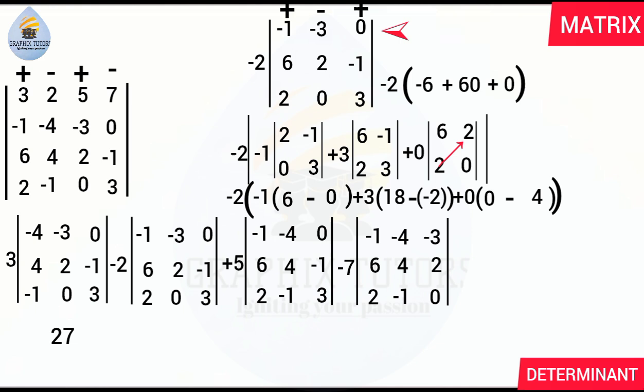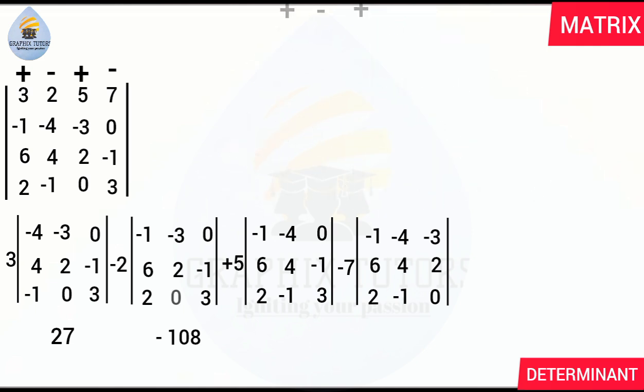So we'll go down again. We'll now have minus 6 plus 60 plus 0, which will give us 54. 54 times minus 2 is going to give us 108. So the determinant of this one will be 108.